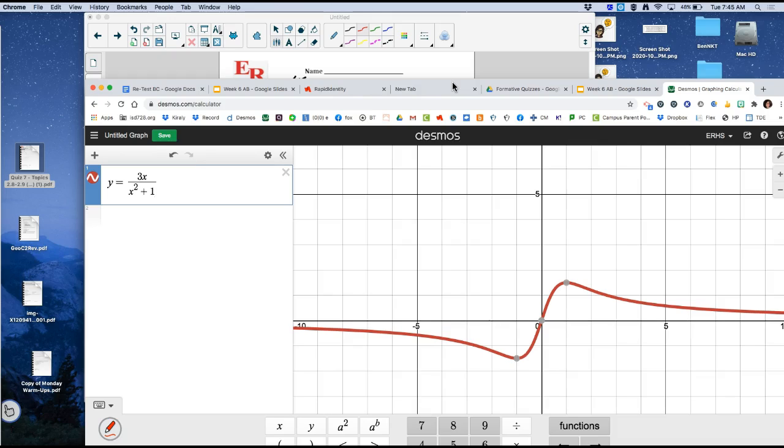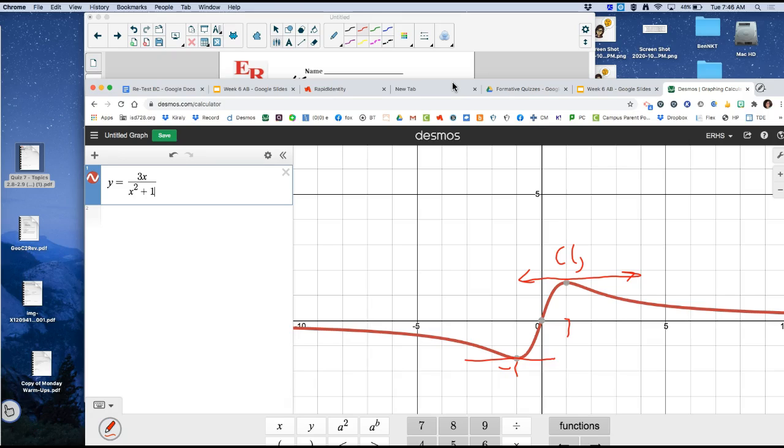All right, look up. Interesting graph, right? Take a look, Kaden. Horizontal tangent line at 1. Horizontal tangent line at negative 1. Alex, if I was asked at what points are they, where would I plug the 1 in?